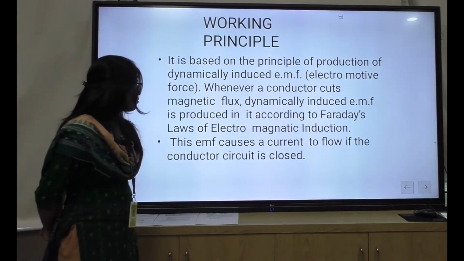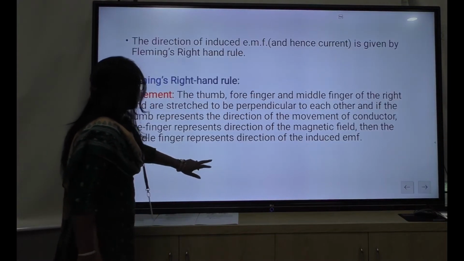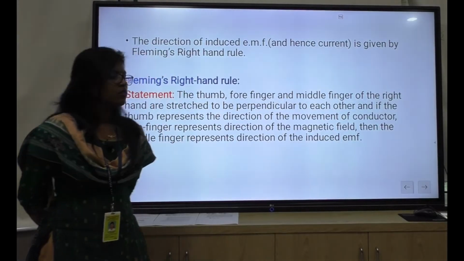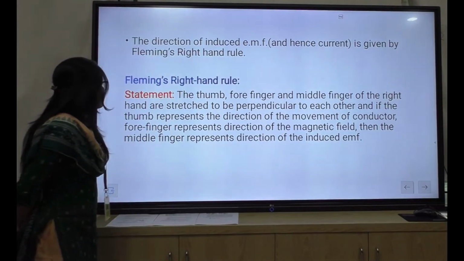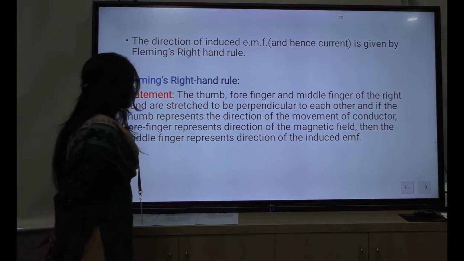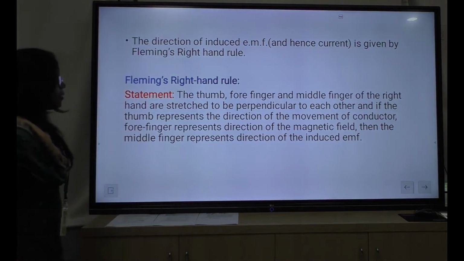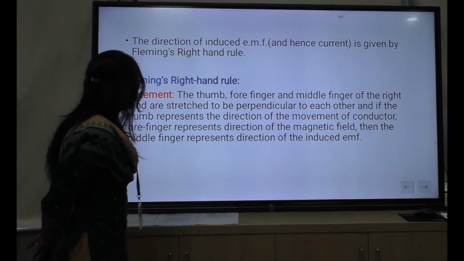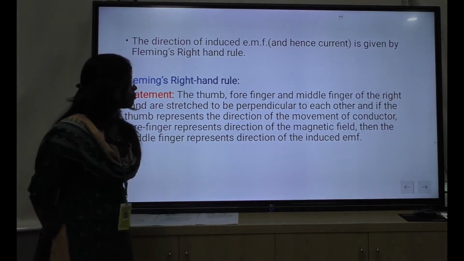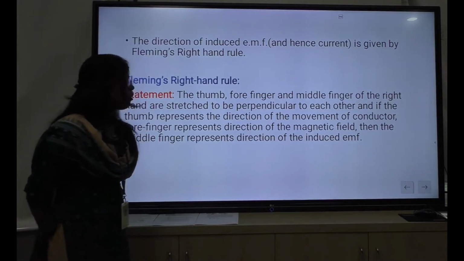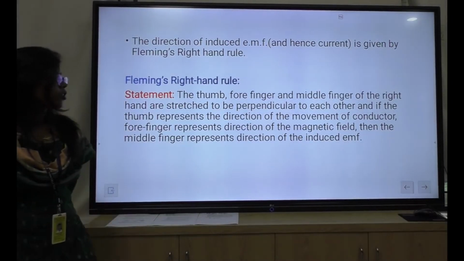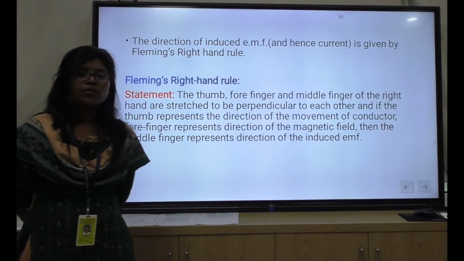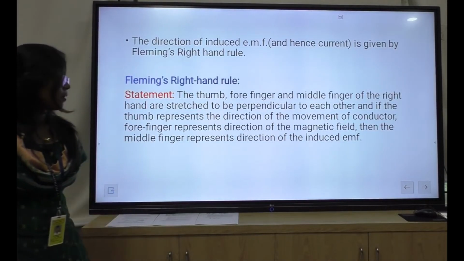So, the direction of this EMF is given by Fleming's right hand rule. So, what is the right hand rule? The statement is like this: the thumb, forefinger and middle finger of the right hand are stretched perpendicular to each other, and if the thumb represents the direction of movement of the conductor and the forefinger represents the direction of the magnetic field, then the middle finger gives the direction of the induced EMF.